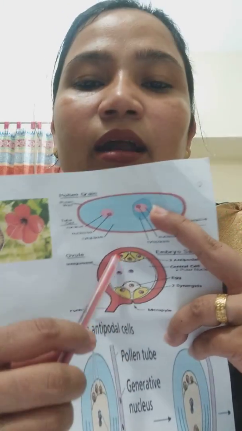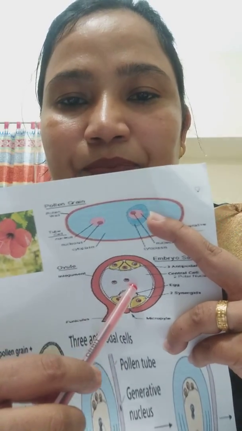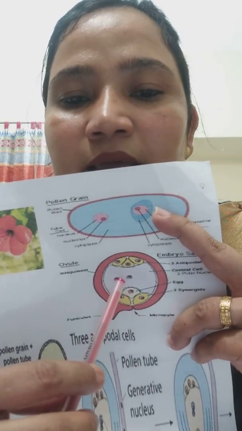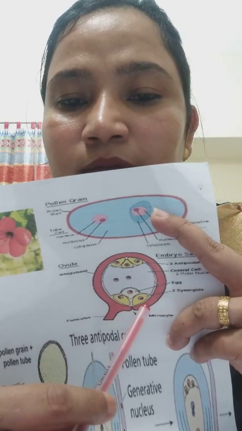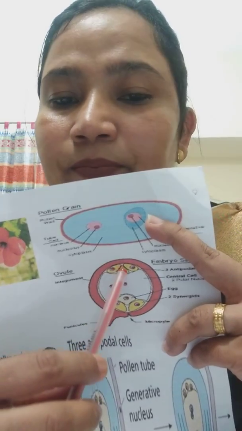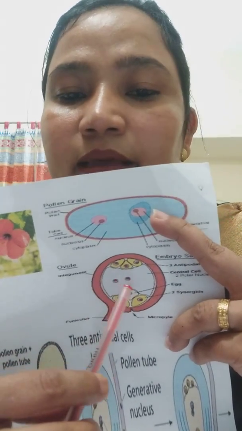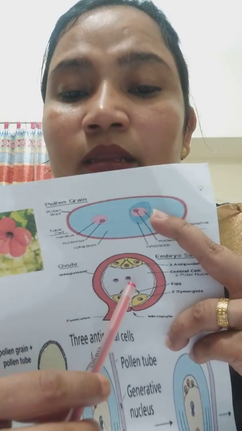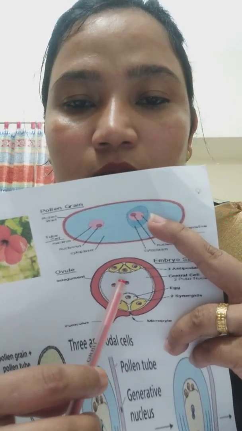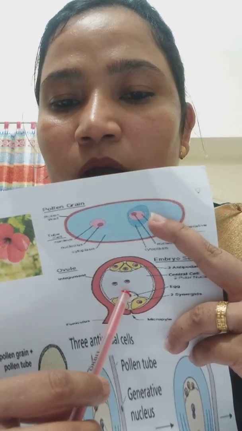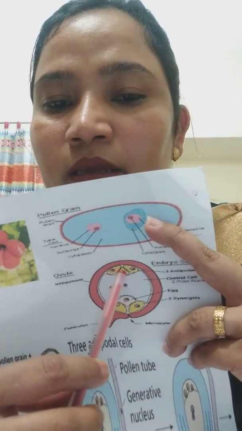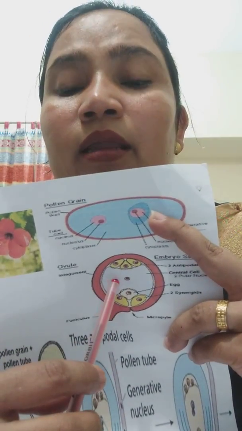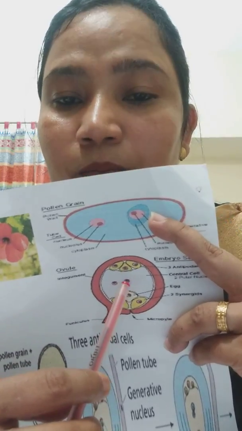And this is the figure of the embryo sac. Inside the embryo sac, one egg, two synergids, three antipodal cells, and in the middle two nuclei are present. These two nuclei are called the secondary nucleus.